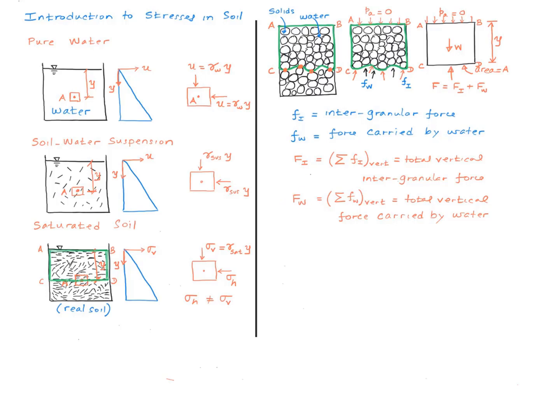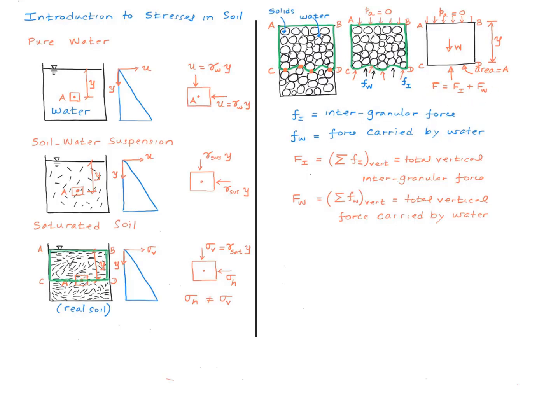Capital Fi is basically the sum of the vertical components of all the intergranular forces, and capital Fw is the sum of all the vertical components of the forces carried by water. So here is a macro level free body diagram showing these forces.